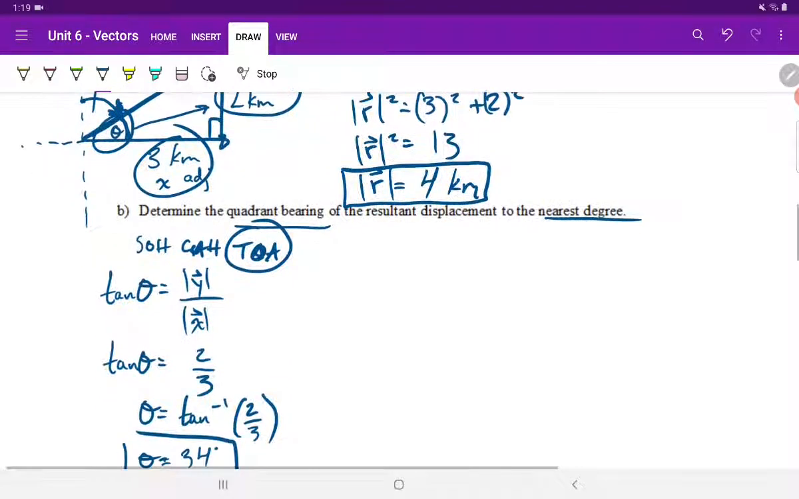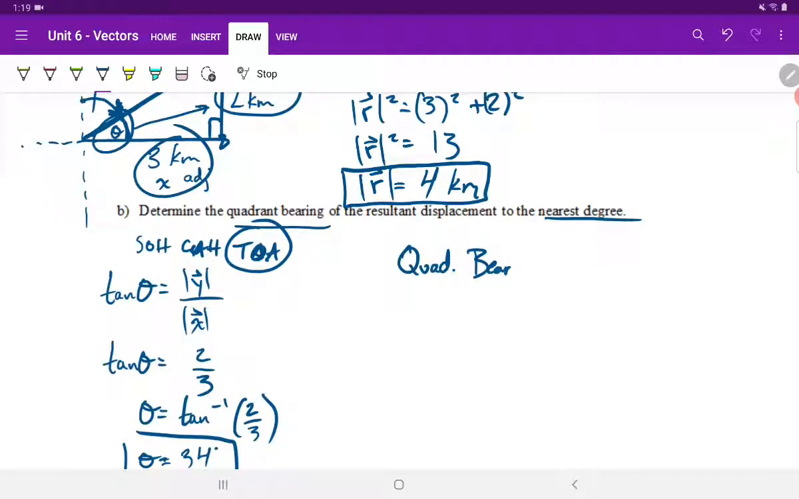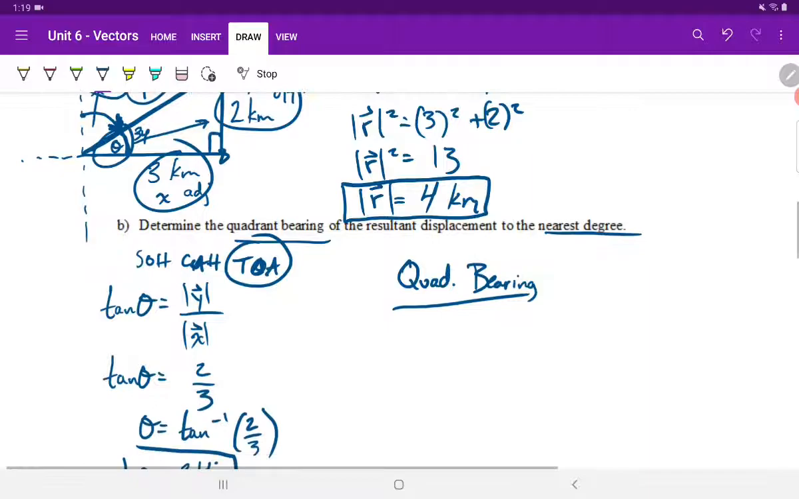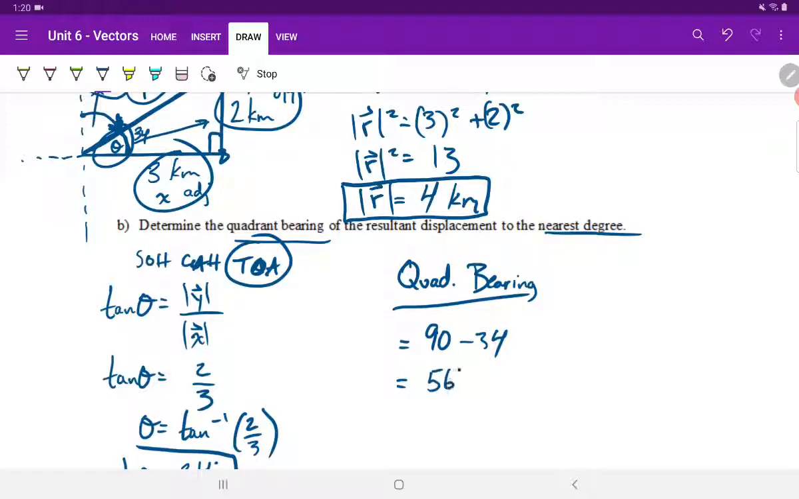But my quadrant bearing, like I said earlier from my diagram, if this is 34, then my quadrant bearing would be 90 minus 34, which is 56 degrees. So therefore, we're at north 56 degrees towards the east. Okay, there's your final answer for the direction.